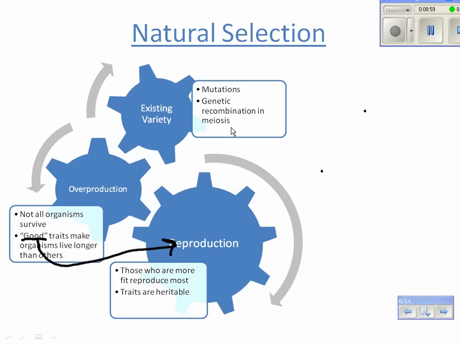So now you have some organisms fit better to their environment than others. They live longer, they reproduce more. And as long as that good trait is heritable, meaning it can be passed down to their offspring, then that trait is more likely to spread throughout the population and then change the population over time.